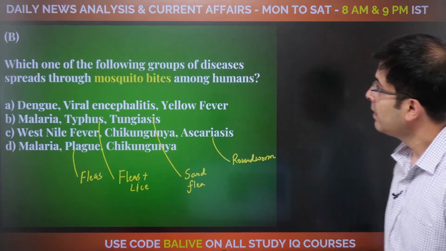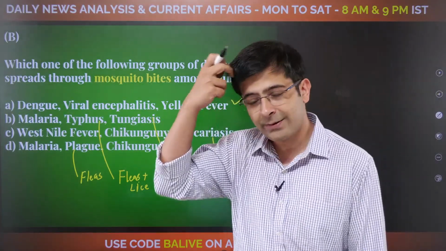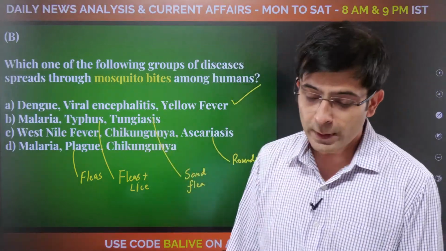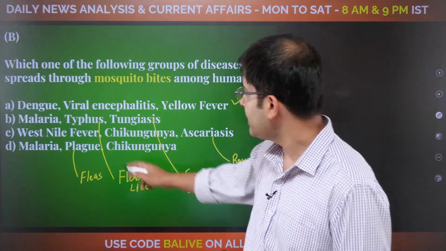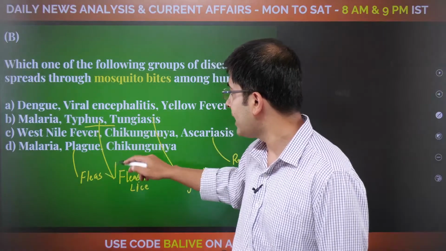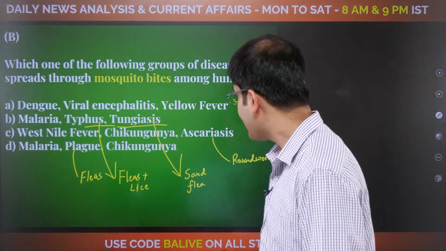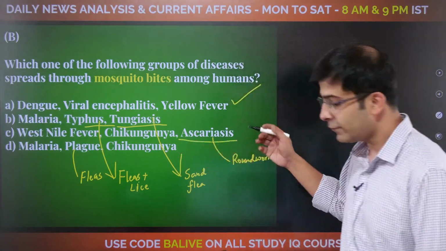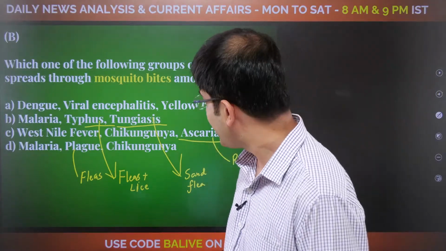Next, which one of the following groups of diseases is caused due to mosquito bites? Well, straight away, this was an easy one. Dengue, encephalitis, and yellow fever. If you look at typhus, it's caused due to fleas and lice. Tungiasis is caused due to sand flea. Ascariasis, you find it in your gut, in fact. The roundworm.